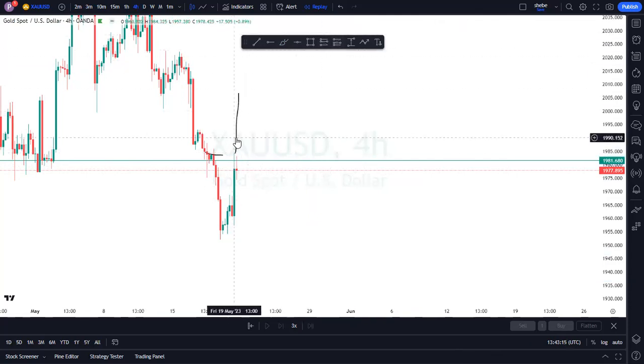That is the first thing I wanted you to know: on gold, we have the potential of taking a sell trade next week after the 4 hour break occurs.